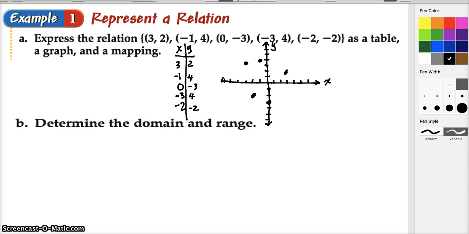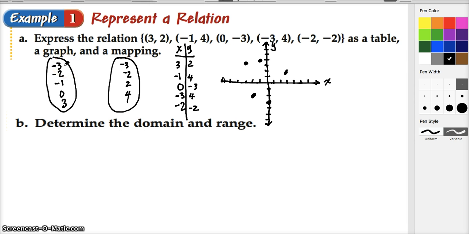And finally, our mapping, which we're going to do just as we've done in the past, where we associate each member of the domain with its corresponding member in the range. So each x value with the corresponding y value. And there we go. I think I got that wrong. Let me see. This 3 goes to 2. There we go. All right, so this is our representation.